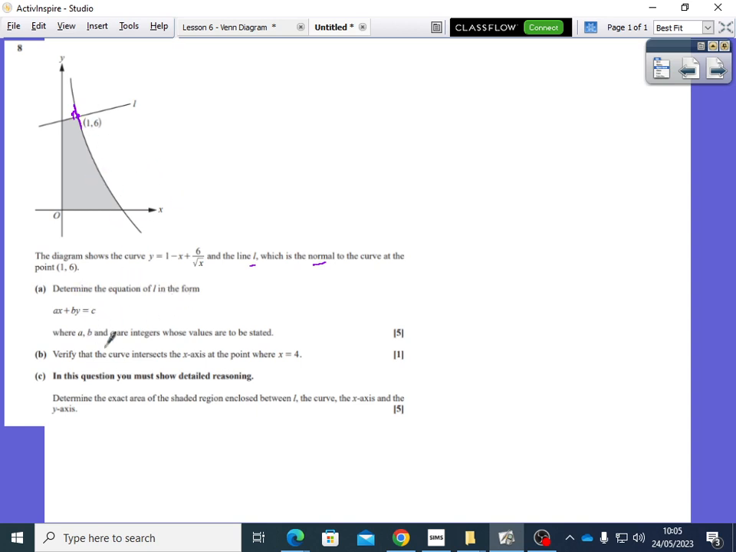Determine the equation of L, where a, b, c are integer values to be stated. Okay, so they are perpendicular at that point. So the first thing is, let's grab this curve.